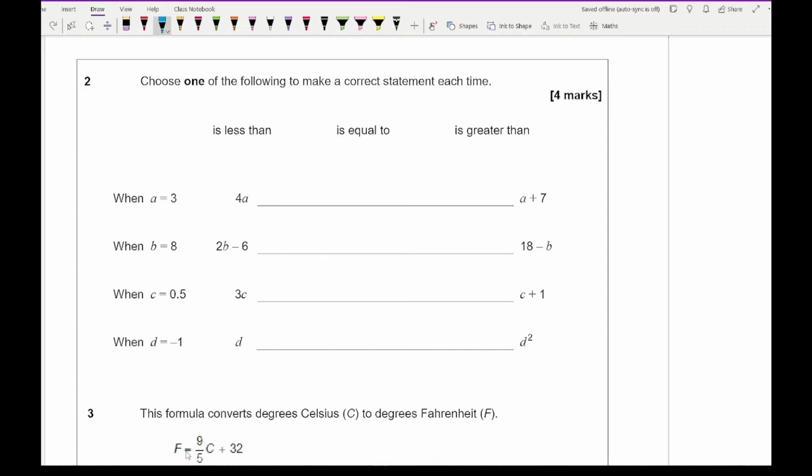So here when a equals 3, 4a, which is 4 times a, is going to be 4 times 3, which is 12. And then here we've got 3 plus 7, which is 10. So 12 compared to 10 is going to be greater than.